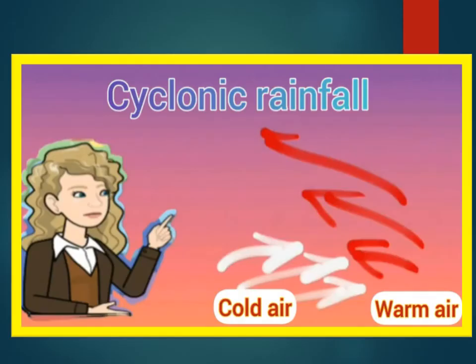Now, when does cyclonic rainfall occur? It occurs when cold air and warm air meet. And when they meet, warm air, because it is lighter, rises up, okay? And cold air sinks down.